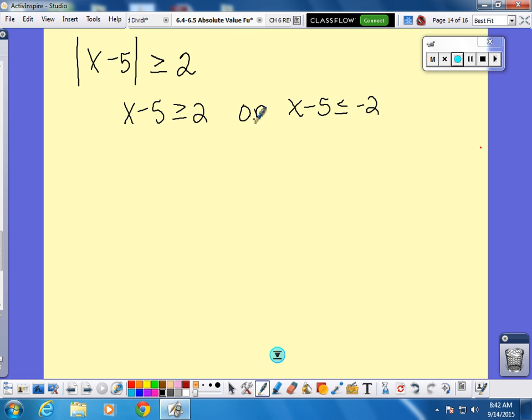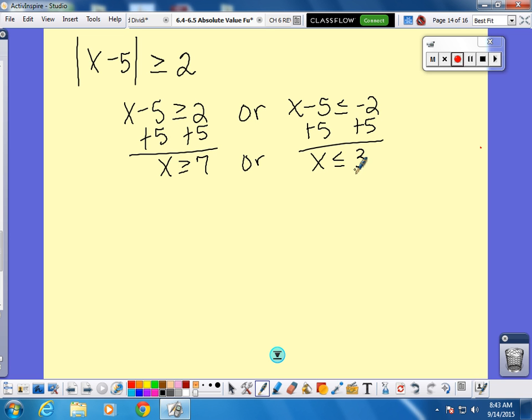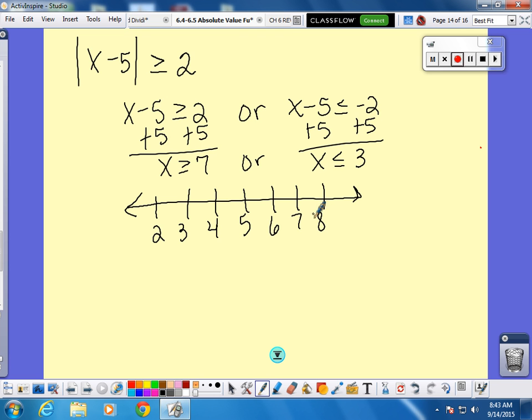Alright, why did I choose this word? That's a whole new thing for today. Because it was greater. Because it's greater. Alright, do you guys agree with that statement? X is less than or equal to, or greater than or equal to 7, less than or equal to 3. So greater than or equal to 7, less than or equal to 3.